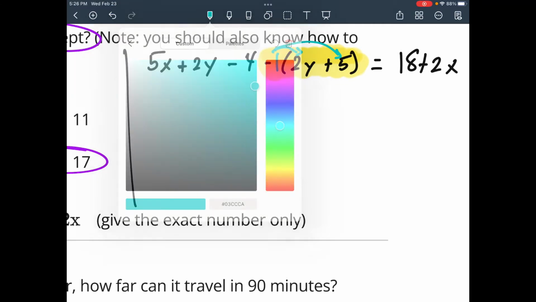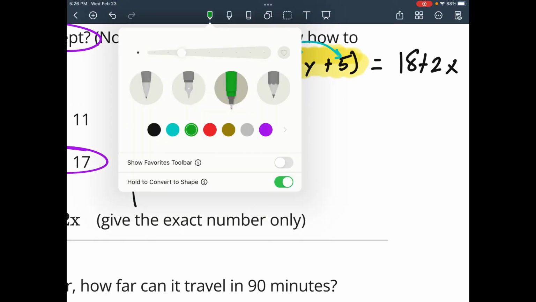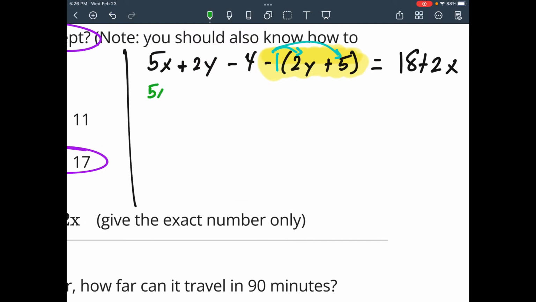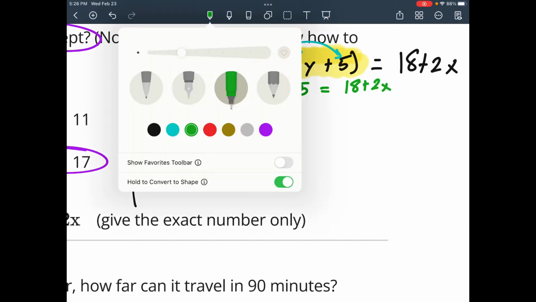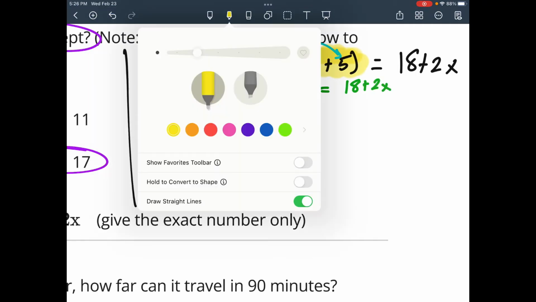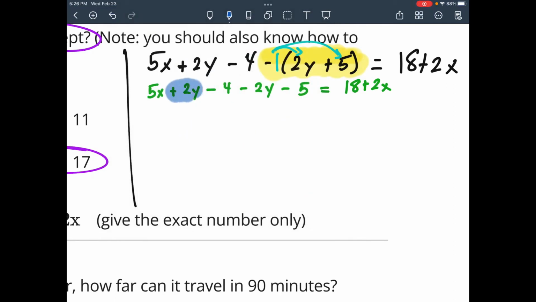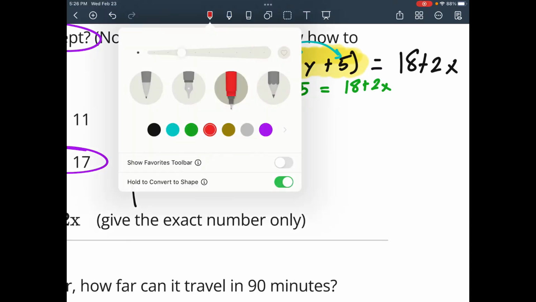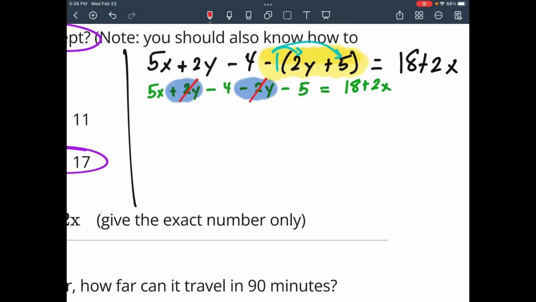So if I bring everything down, I have 5x plus 2y minus 4. And then when I put negative 1 inside there, it becomes negative 2y. And then negative 1 times 5 is negative 5. And that equals 18 plus 2x. Now if you notice, we have positive 2y and minus 2y. Well, positive 2y minus 2y, that cancels. Because 2y minus 2y cancels. Right? I'm going to bring down the 5x.